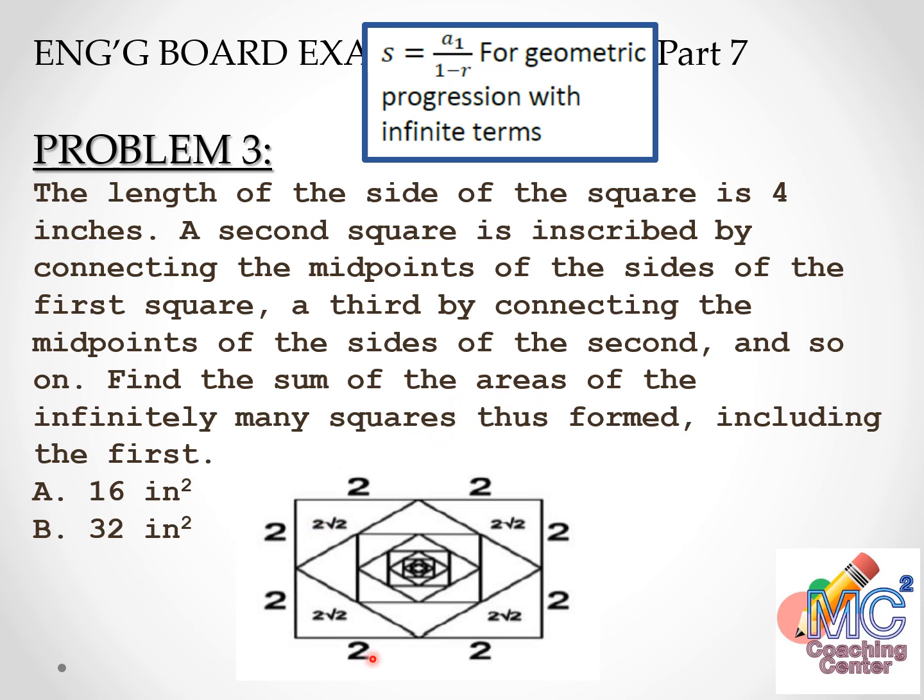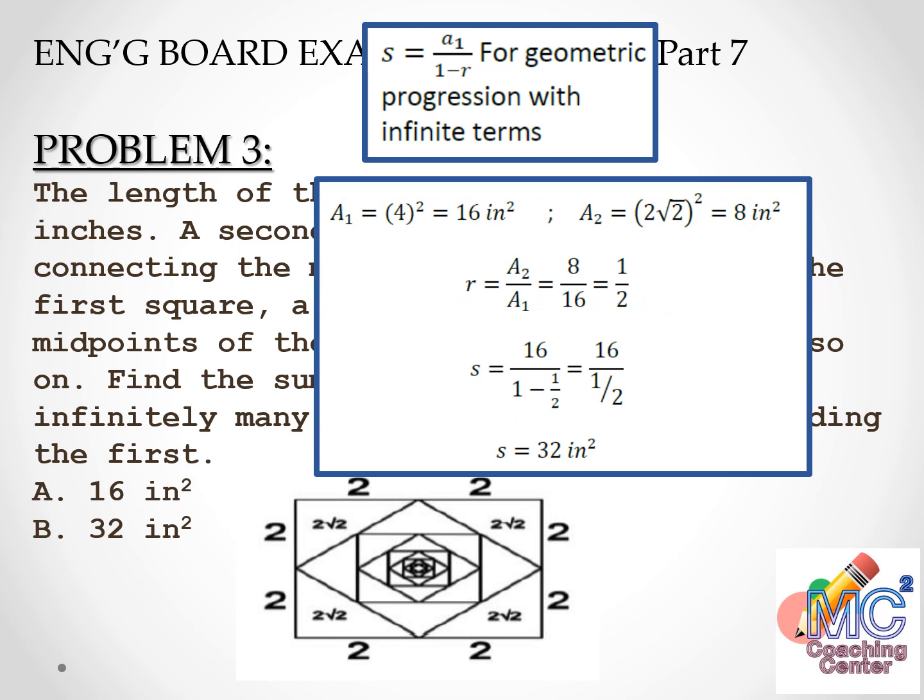Okay? So, therefore, isolve muna natin yung area nito as a whole. So, ang area po niyan, area 1, yung first square is 16 square inches. Kasi, 4 times 4, that is 16. And area ng maliit is 2 square root of 2 squared equals to 8 square inches. Again, paano nga nakuha ito? By Pythagorean. 2 squared plus 2 squared, that is 4 plus 4, that is 8. Then square root of 8 is 2 square root of 2. And then, kukunin natin yung ratio ng dalawang area is 8 over 16, so therefore, the ratio is 1/2.